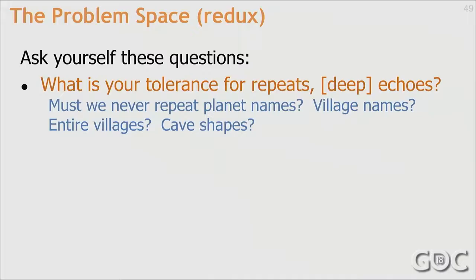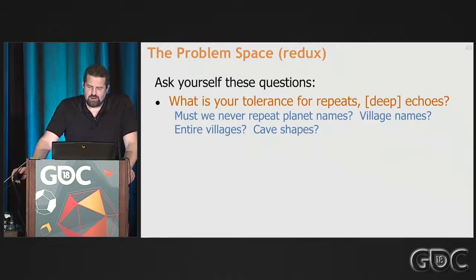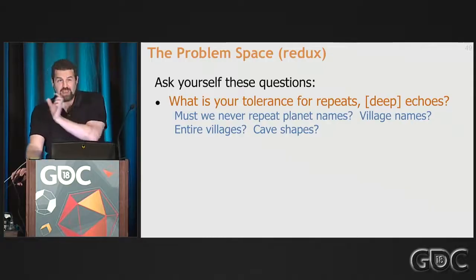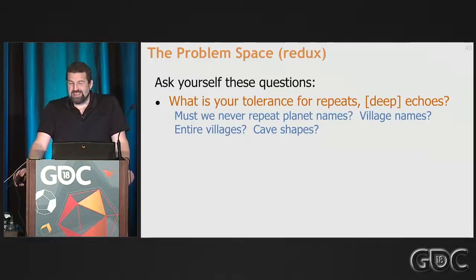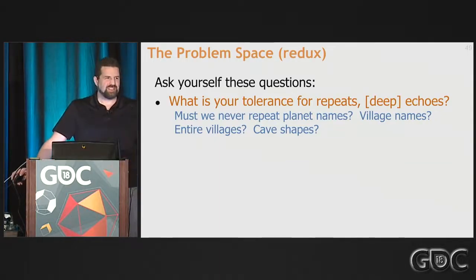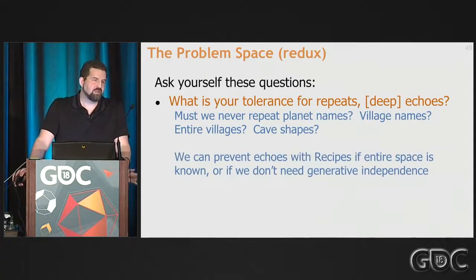And so if anything at all is dynamic based on our gameplay style, then that affects which algorithms we can use as well. Also ask yourself, what is your tolerance for repeats? Are you okay with shallow echoes? Are you okay with two different people that happen to have the same name? That's not a big deal. That happens in real life. Are you okay with just that odd person that happens to be in 3 different villages? That's okay. Maybe. Are you okay with deep echoes? Entire villages? Probably not. Cave shapes? Yeah, maybe. If this one cave happens to appear on 2 planets, fine.